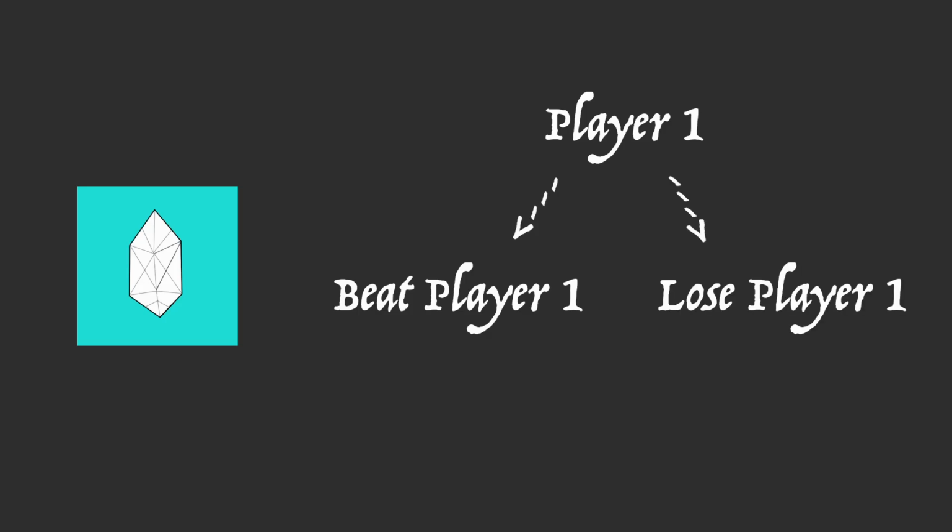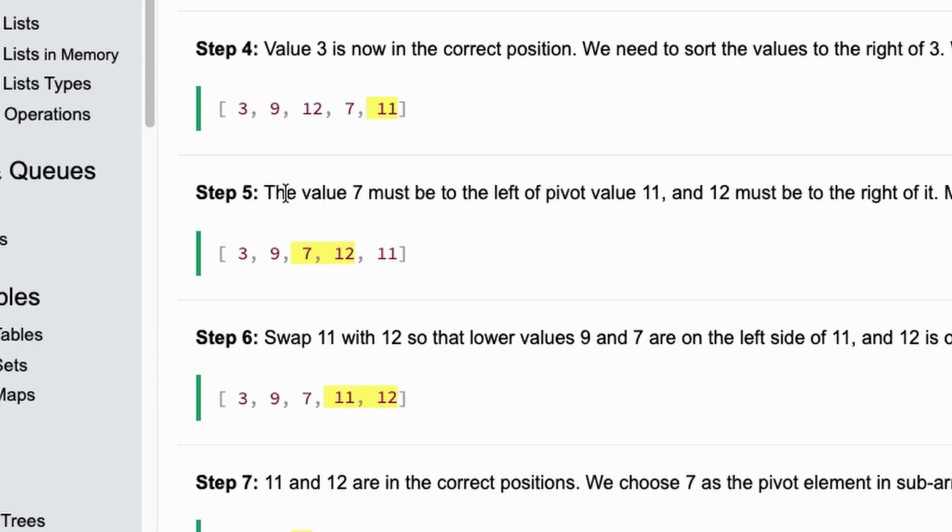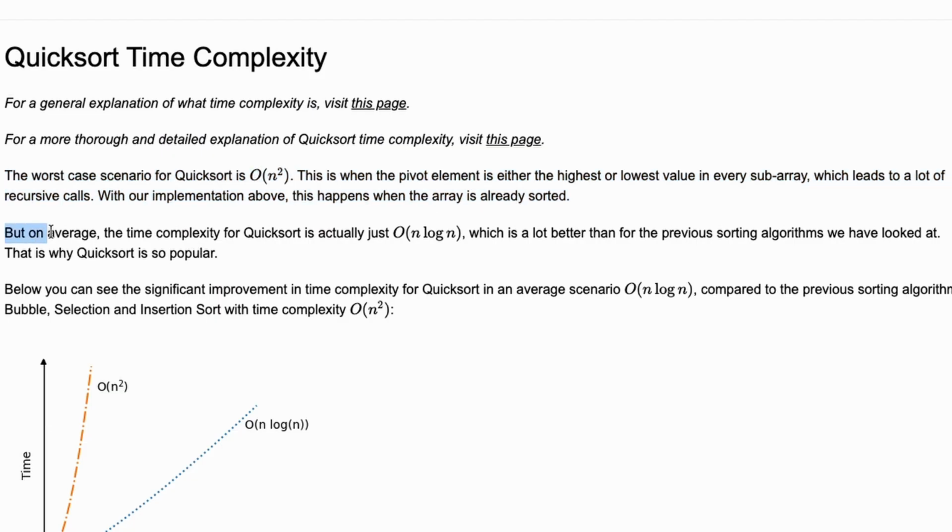It's kind of like organizing a tournament bracket. You pick a reference point, split everyone into who would beat the reference and who would lose to the reference, then you repeat for each group. Eventually, everyone ends up ranked correctly. When quicksort picks good pivots, ones that split the array roughly in half, you get O(n log n) performance. Each level processes n elements, and there are log n levels.